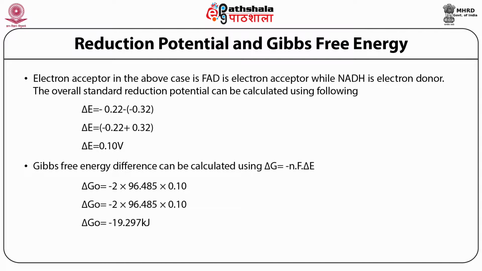So, in this way we can calculate the delta E difference, and that delta E difference can be converted into the delta G difference by using the Nernst equation, by putting in the number of electrons transferred here, n, which is 2, and the Faraday constant, which has a value of 96.485 kilojoules.